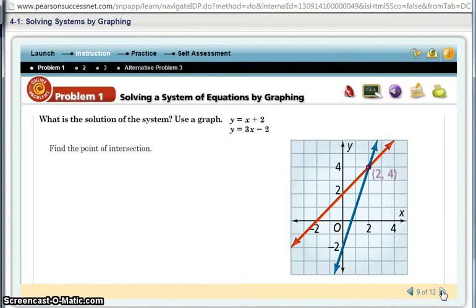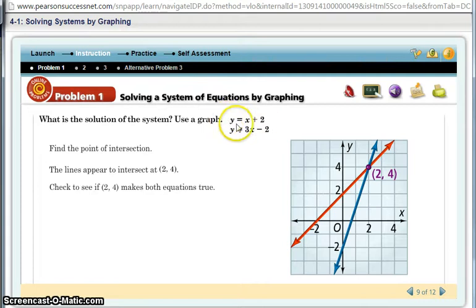So that point of intersection is just (2, 4). So your solution for this system is x equals 2, and it'll make both of these y's 4. Because think about it, if I plug in a 2 there, 2 plus 2 is 4. If I plug in a 2 there, 3 times 2 is 6, minus 2 gives me 4. And they work it out and check the math right there for you.